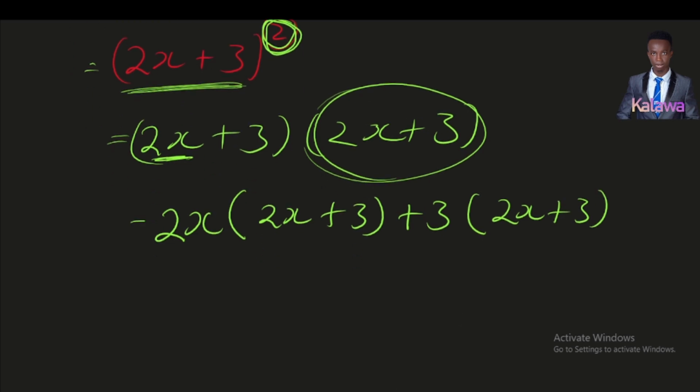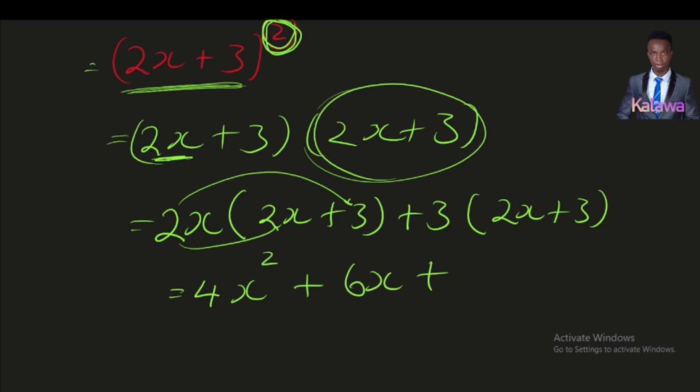So we move further. 2x multiplied by 2x is very simple. 2 times 2, this is 4. And then x times x, this gives us x squared. We go again. The same 2x multiplied to the positive 3. So this means plus 2x times 3. 2 times 3, this is 6x. Then we go again, plus 3 times 2x, this is 6x. And then this 3 again multiplied by positive 3. 3 times 3, this is 9.